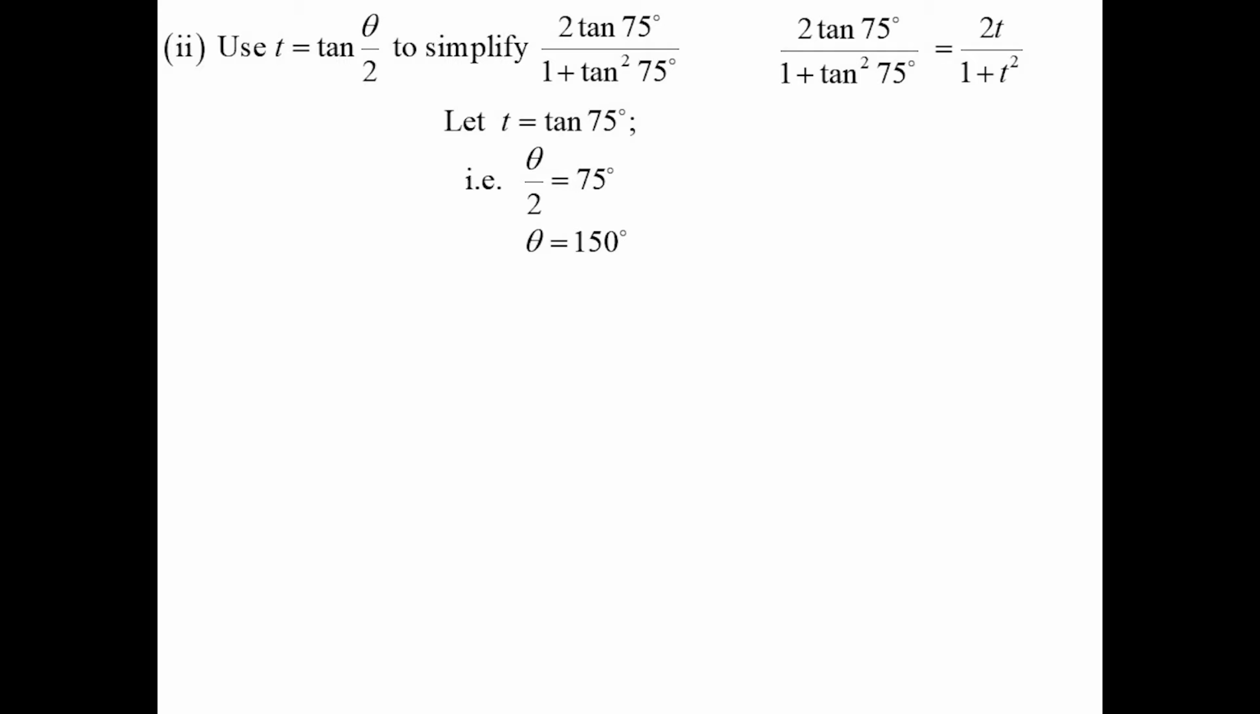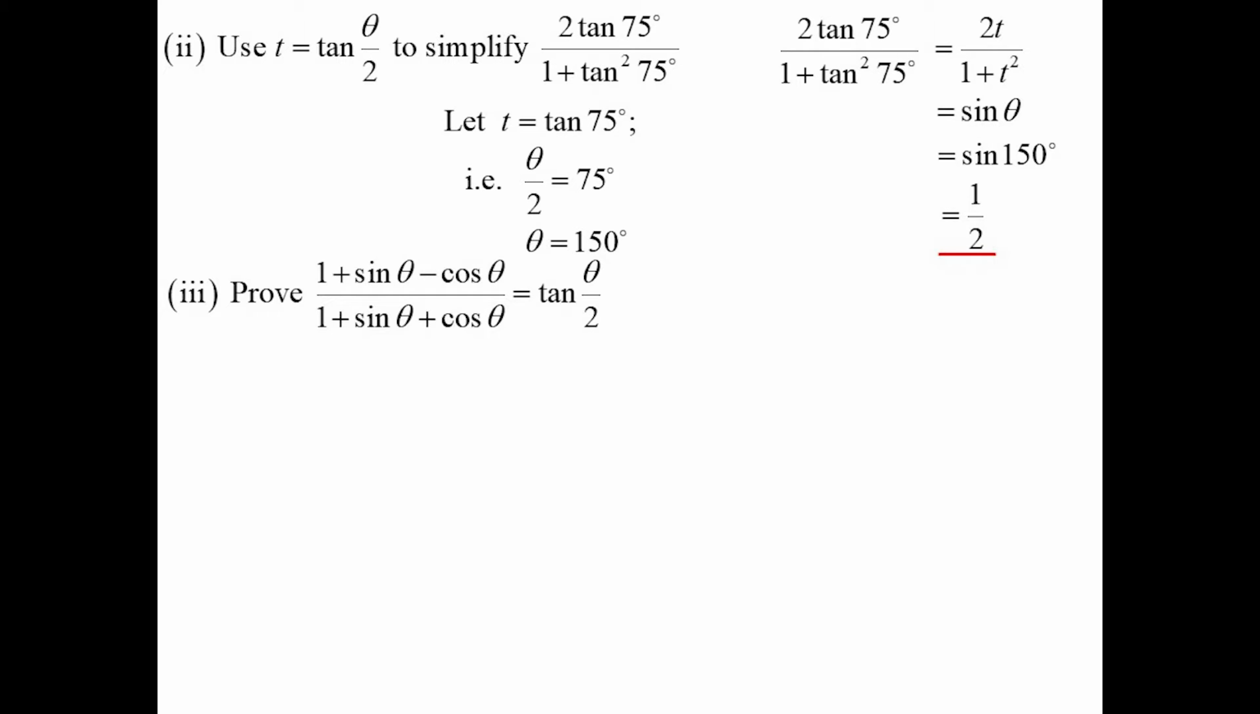And that's the t result for sine. So sine theta, we've just said theta is 150 degrees. Sine of 150, second quadrant, so it's positive. Acute angle is 30 degrees, and sine of 30 is a half. So it turns out to be a half.